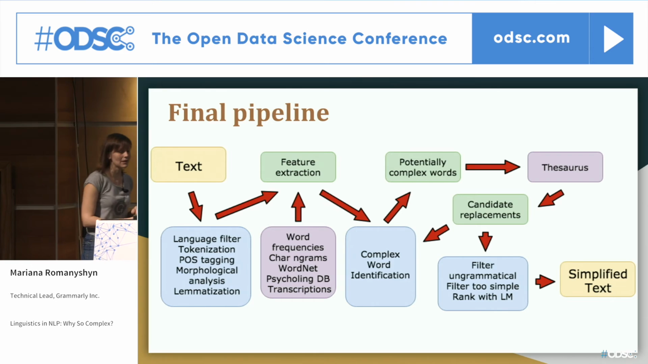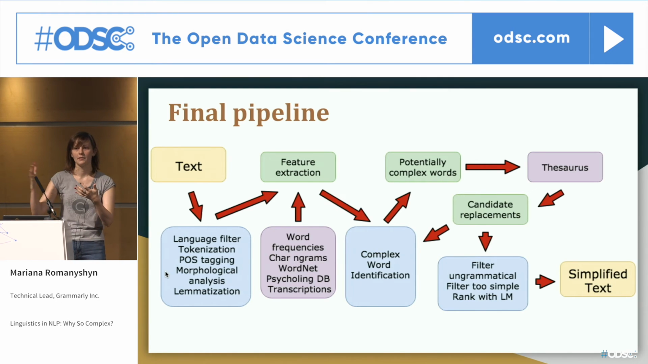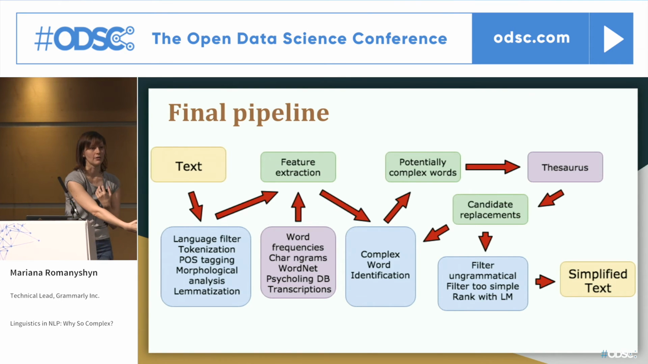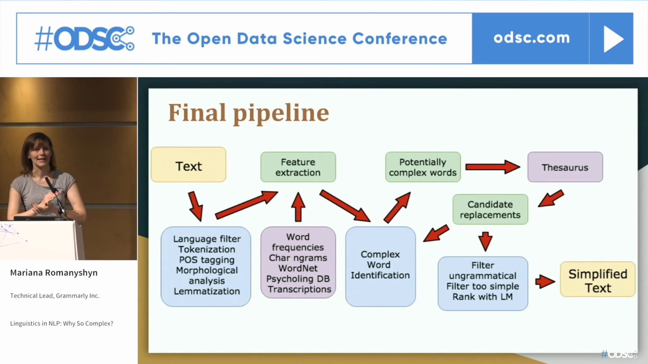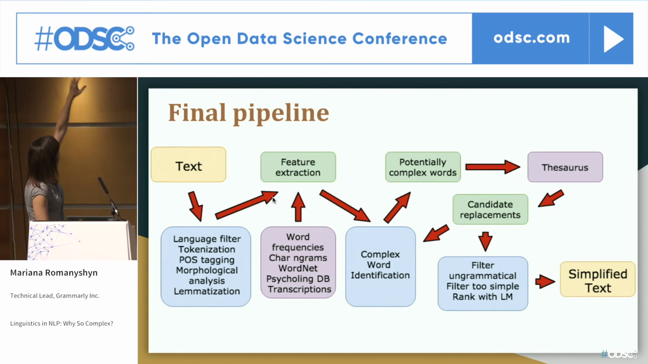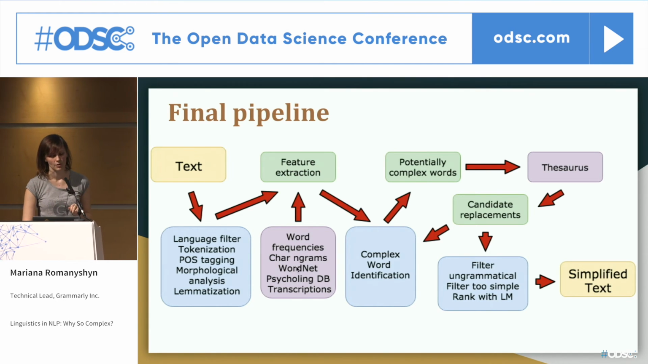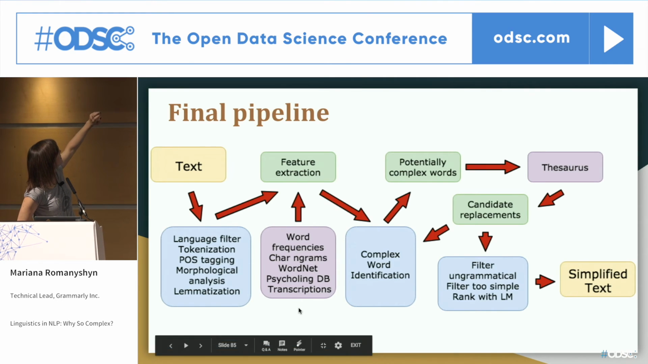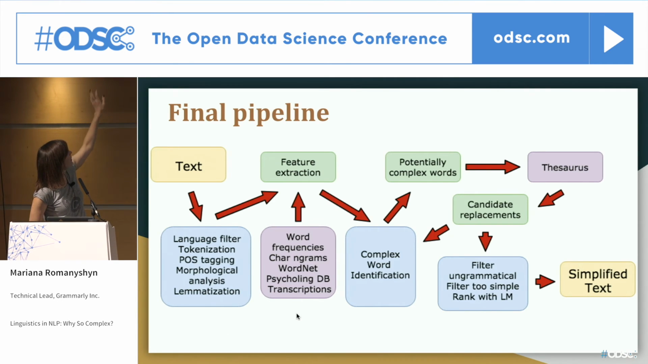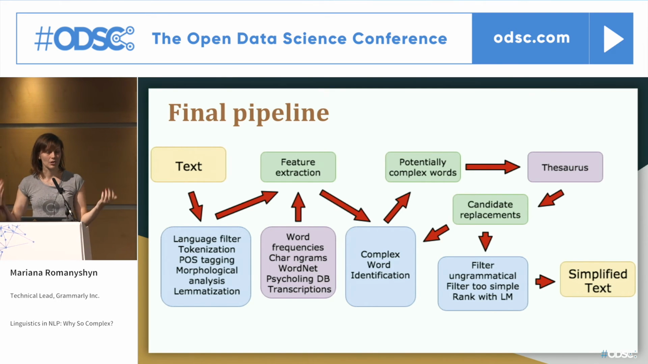So we have our text, and now we know that in addition to token filtering, tokenization, and part of speech tagging, we can also do morphological analysis, like breaking the words into parts, into morphemes, to find out which word our word originally came from. We can also do lemmatization to get the base form of the verb. Then we will do feature extraction based on that and on different lexical resources and lexical semantic resources. Like we can have a resource of word frequencies, a resource of character n-grams that we build, WordNets, psycholinguistic databases, transcriptions, and so on and so forth. There are many resources that you can use for that.